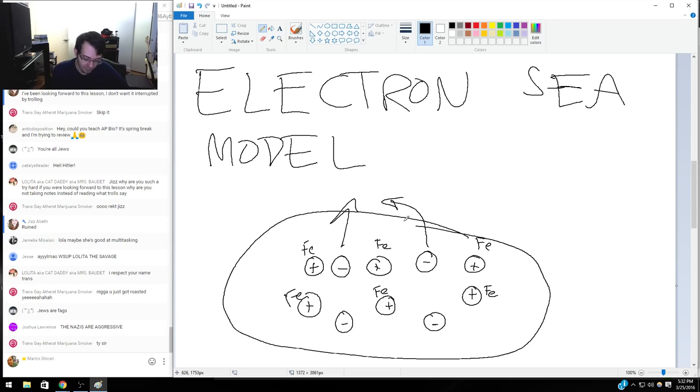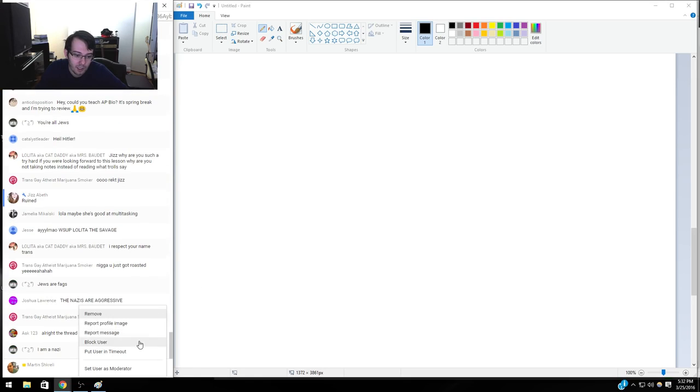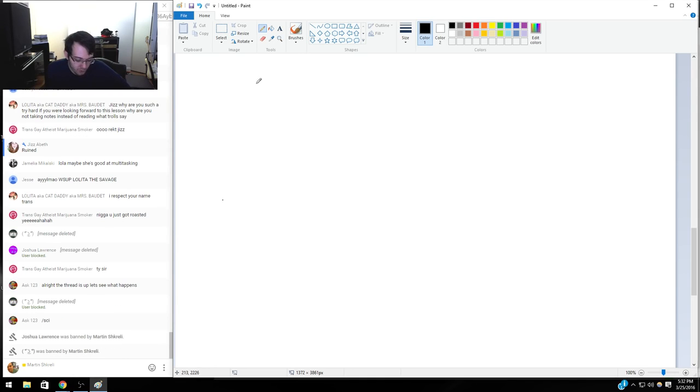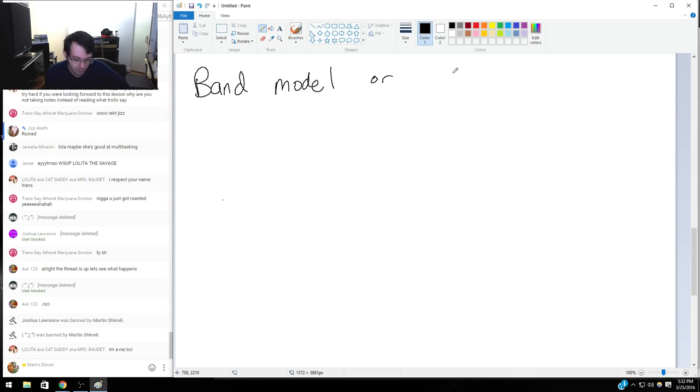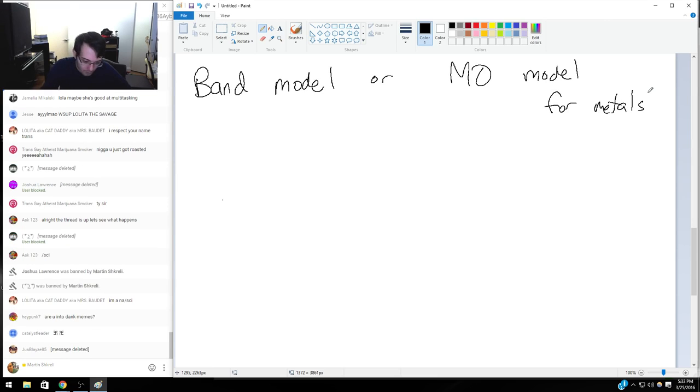Of course, it's not a very sophisticated view. It's pretty, how should I put it, elementary. So we have to get a more sophisticated view. And probably one of the most sophisticated views we can do is what we call the band model, or the molecular orbital model for metals. It's a little more sophisticated, but not so much so that you're going to be unable to understand it. This is page 470.